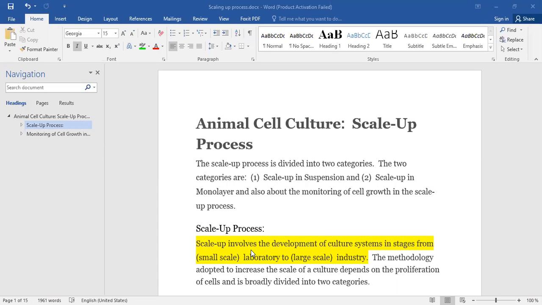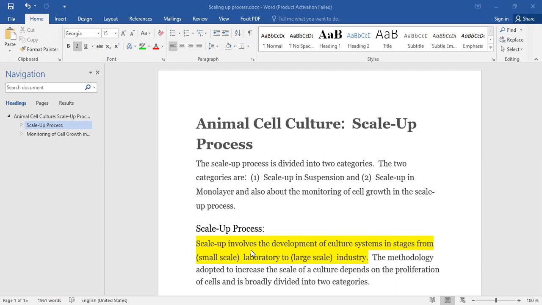So for the large quantities, we need some industrial apparatus, and these industrial apparatus can be used for the increase in the quantity of the cells. Okay, so the more the quantity isolated, the more the products will be gained from the cells. So this is the scale up process.